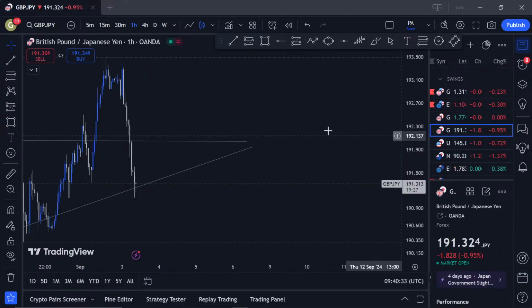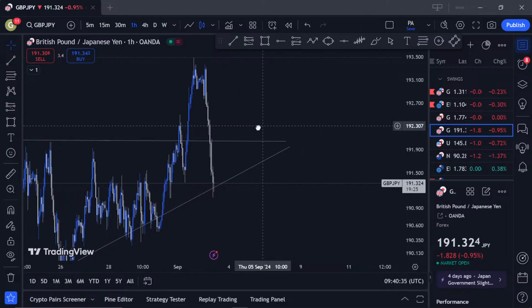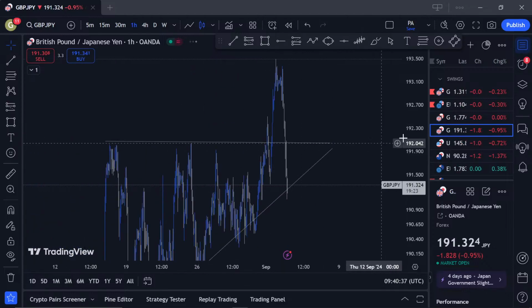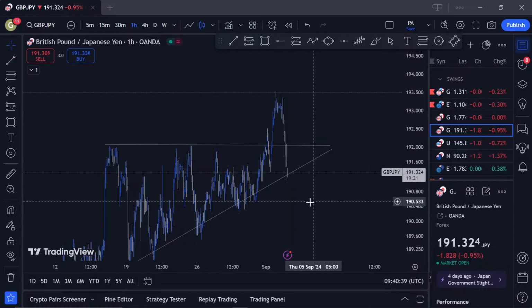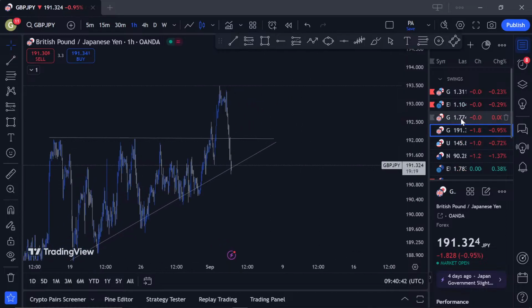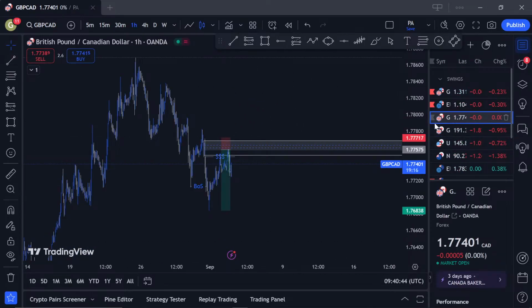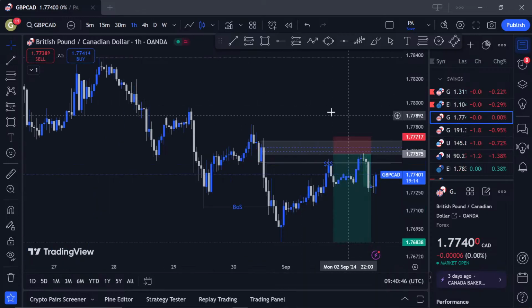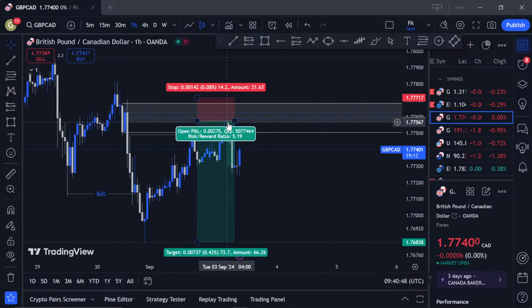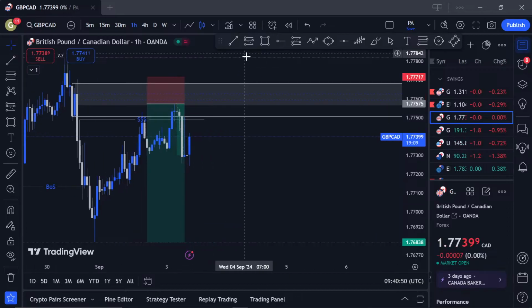GBP JPY. Now I don't want to analyze this market right now. My triangle channel already faded, so I don't want to analyze it right now, maybe till midweek. GBP CAD, my trade is already going, as you can see. It got triggered overnight, so that one is already running.